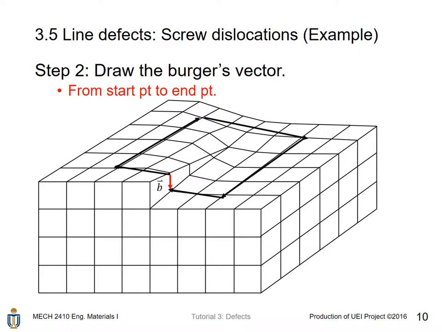The Burgers vector must be in this plane. Remember that. Again, this time it is from start point to end point. It has a different orientation from the edge dislocations.